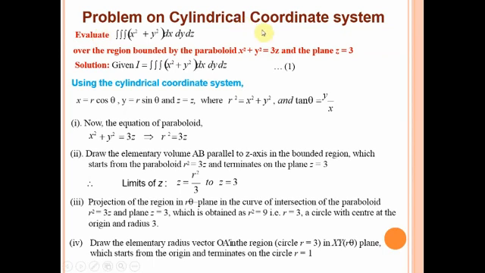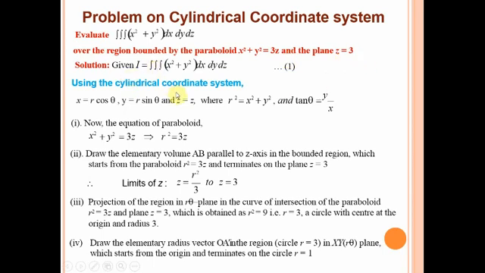Now, let us take one example of how to solve in the cylindrical coordinate system. Triple integration of x square plus y square dx dy dz. We have to find the value of this over the region bounded by the paraboloid x square plus y square is equal to 3z. So the limiting conditions are given, and the plane is z is equal to 3.